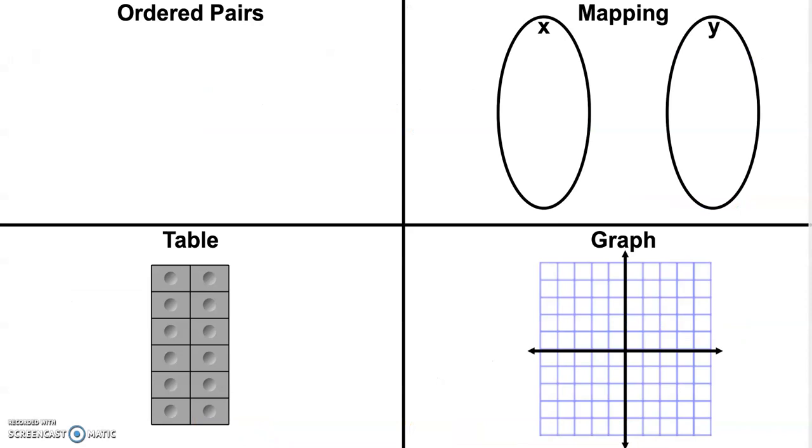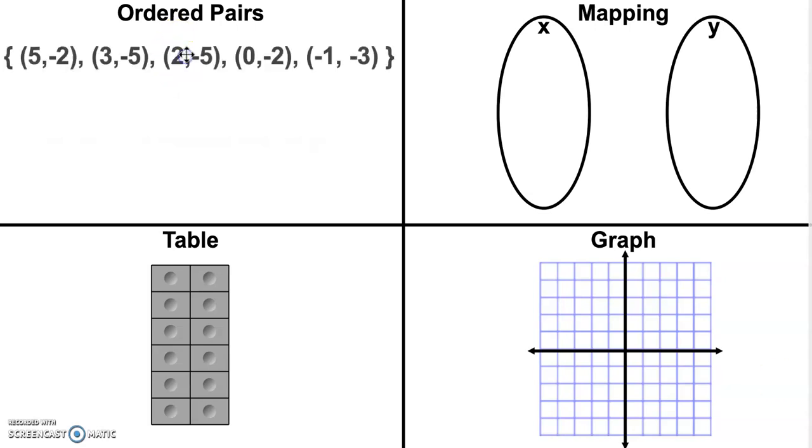All right, here are our representations. We have ordered pairs, mapping, table, and graph. So we're going to start out with our set of ordered pairs, our relation. So what is our domain and range? We could go through each one of those ordered pairs and pick out the domain values, which will be the x values, or the range values, which will be the y values.